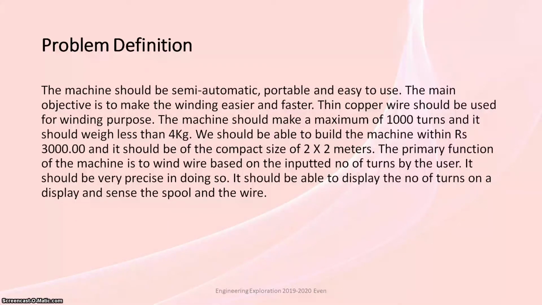The primary function of the machine is to wind wire based on the inputted number of turns by the user. It should be very precise in doing so. It should be able to display the number of turns on a display and also sense the spool and the wire.